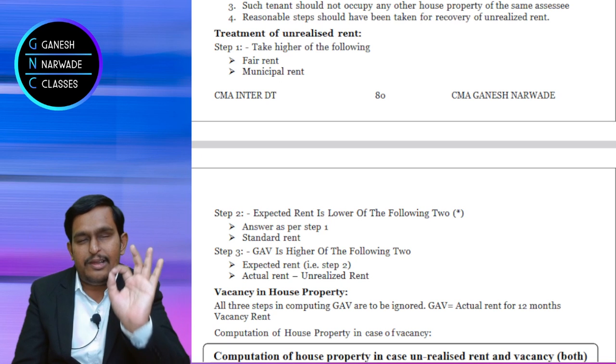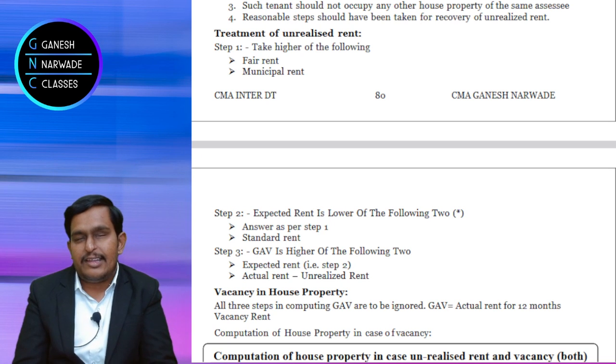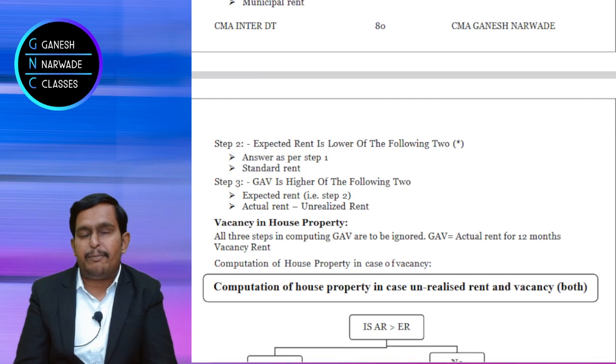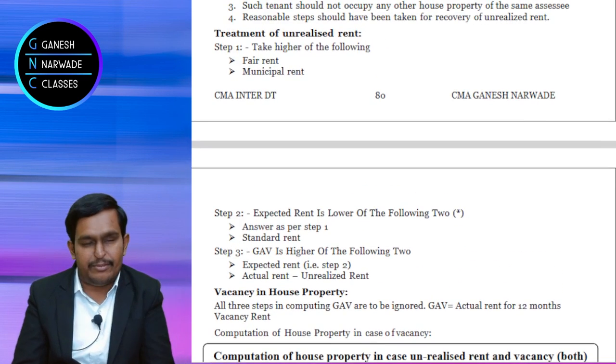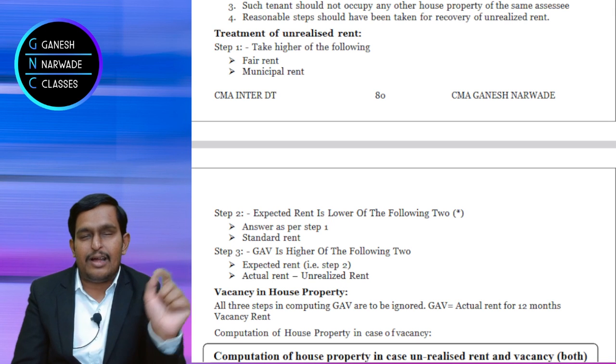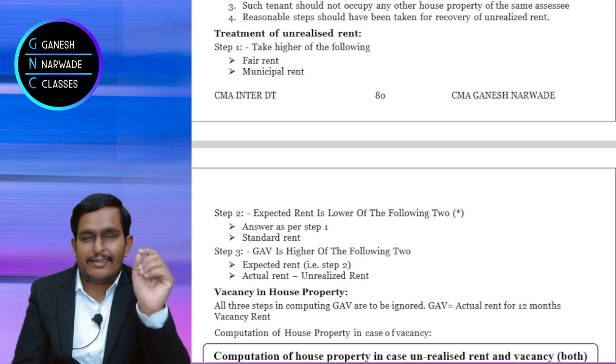If there is only vacancy, also do these steps. If there is vacancy and unrealized rent, then you also do these steps. Again repeating, GAV first step, second step, same. Like municipal rent versus fair rent, whichever is higher, same. Then step 1 value, higher value, and our standard rent, whichever is higher, same.